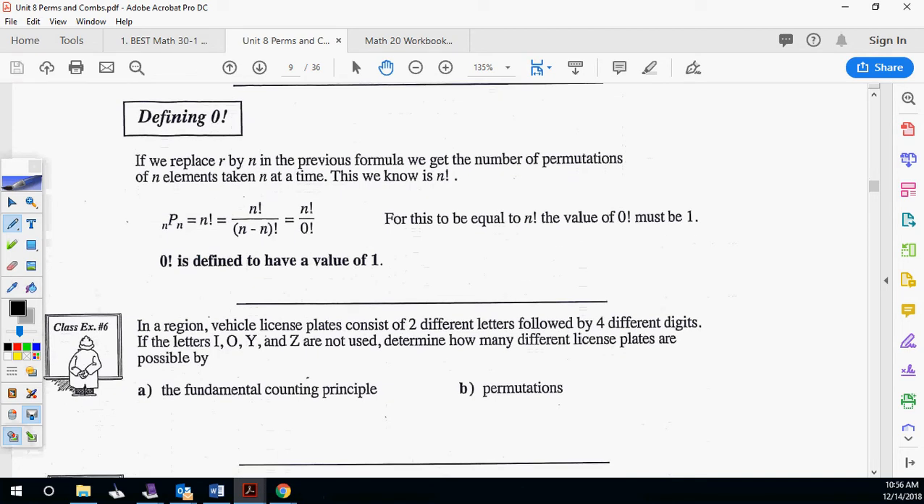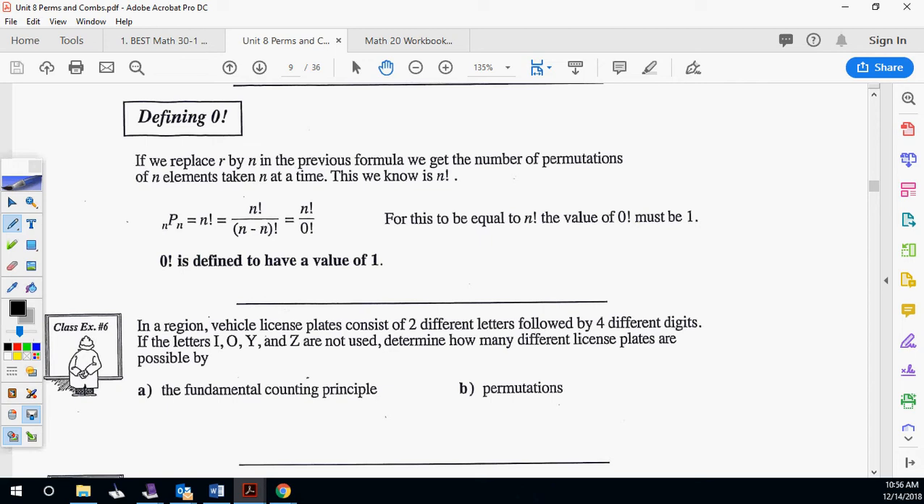Okay, defining zeros. Here's the definition of 0. If we replace r by n in the previous formula, we get the number of permutations of n elements taken n at a time. This is what we know as n factorial. So nPn would be n factorial over n minus n, which is n factorial over 0 factorial, and that is n factorial because 0 factorial is defined as 1.